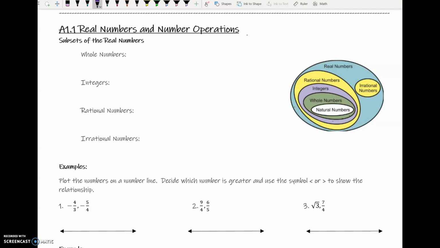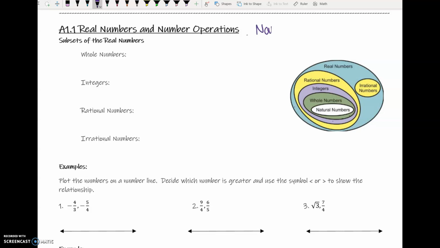Today we are going to look at sections A1.1 and A1.2. The first part of A1.1 is talking about real numbers. So this picture shows a set of real numbers, and then there's some sub-circles within that. The very innermost circle is natural numbers, which isn't included in this list.